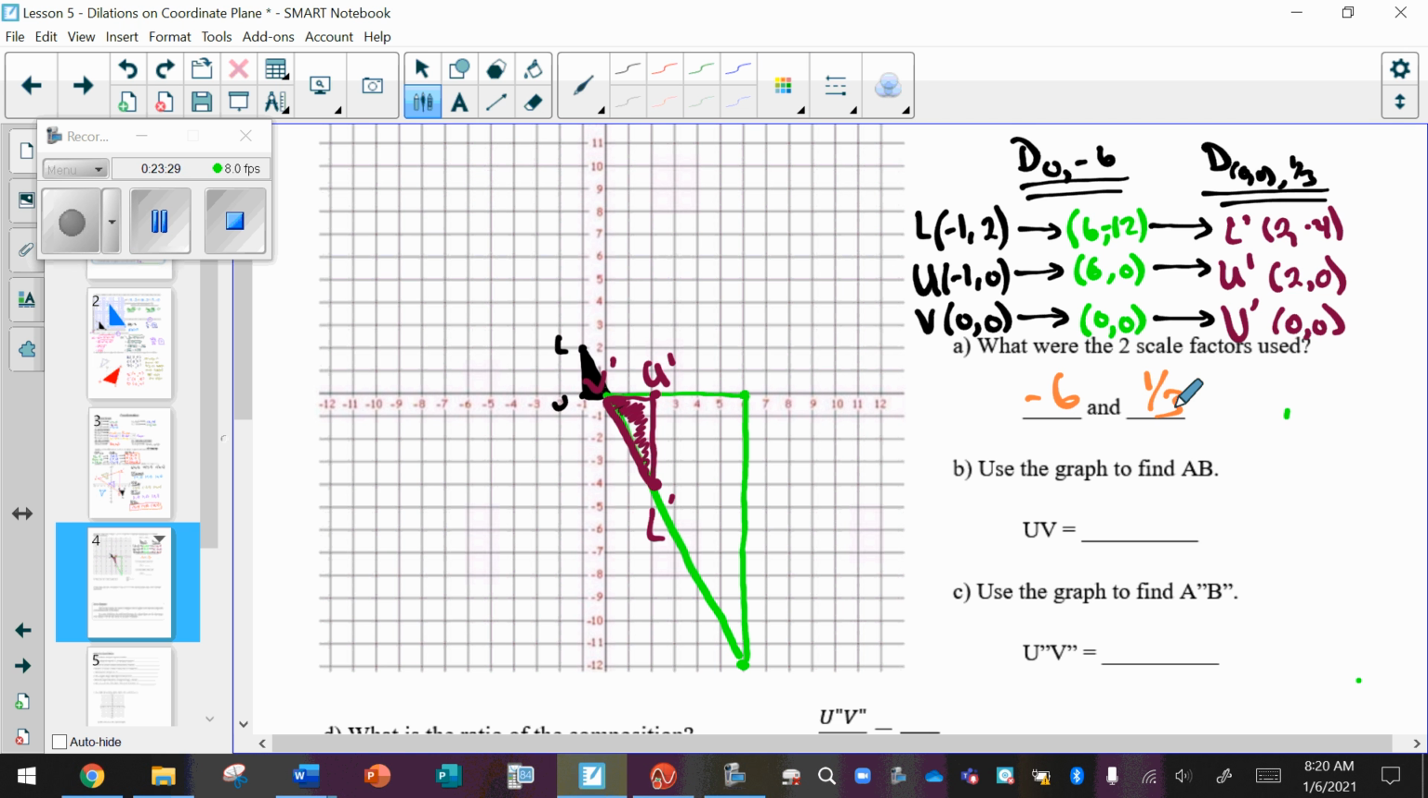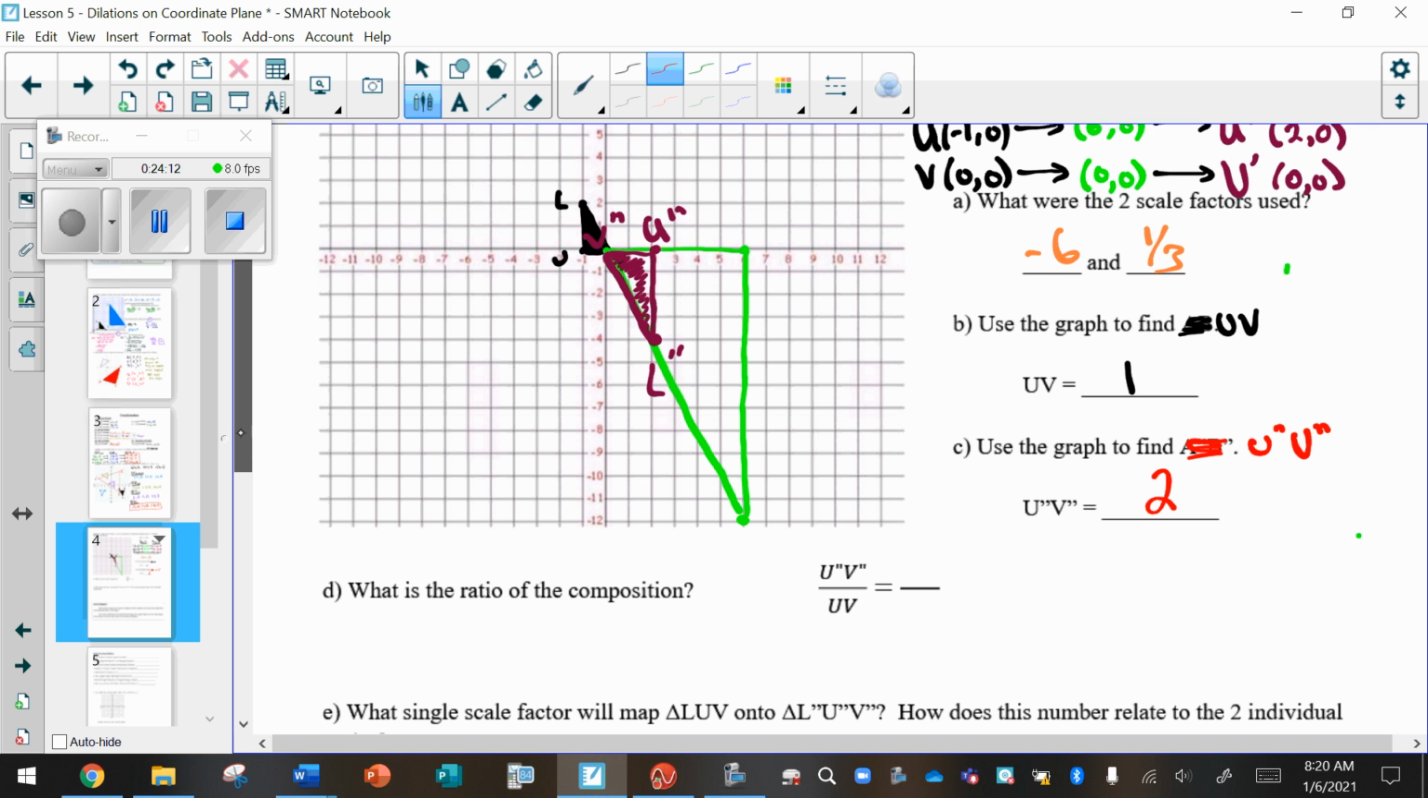If I use the graph to find the length of UV, the original length was just 1. If I compare that with U double prime, V double prime, my final image, it is 2. So how do we get a scale factor that takes our length from 1 to our length of 2 after doing a scale factor of negative 6 and 1/3?